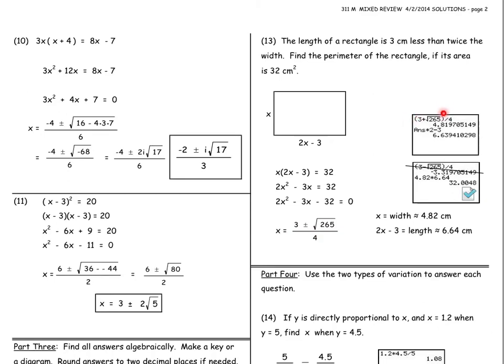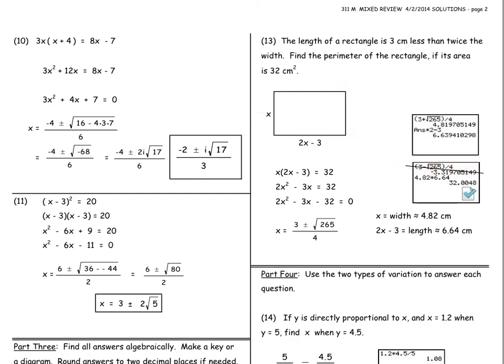So again, you'll notice the parentheses. 3 plus rad 265 divided by 4 gave me 4.82. And then I multiplied it by 2, and I subtracted the 3, and I got 6.64. So the width was 4.82 centimeters, and the length was 6.64 centimeters. And as you might expect, when I did 3 take away rad 265, I got a negative number, and you can't put negative numbers onto geometry problems, so I crossed it out.